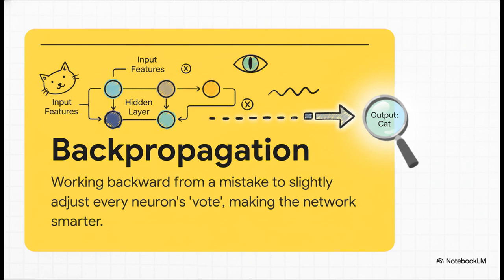So after a wrong guess, the network literally works backward from the mistake and tells every single neuron along the way, hey, you need to adjust your vote just a tiny bit so we're more accurate next time. It's exactly like a coach giving notes to the entire team after every single play.